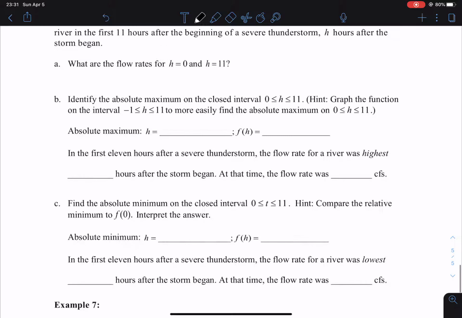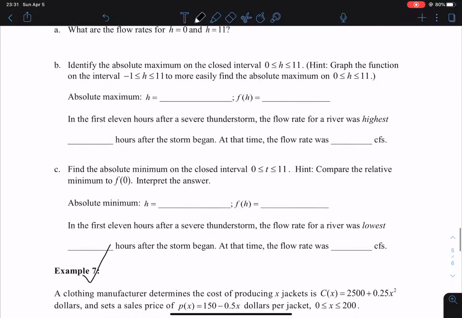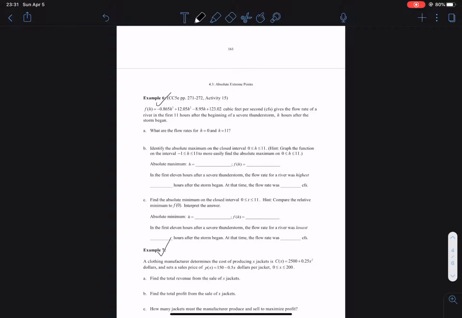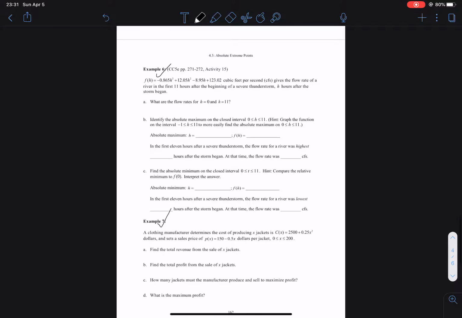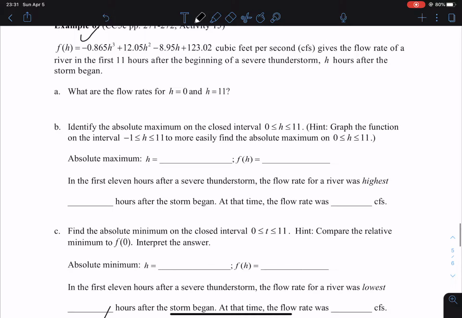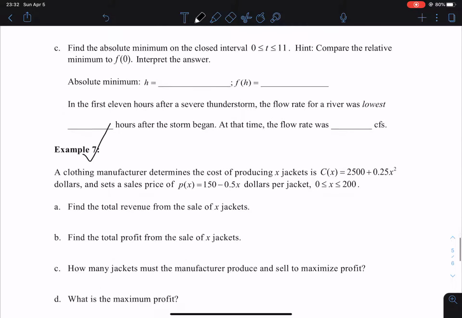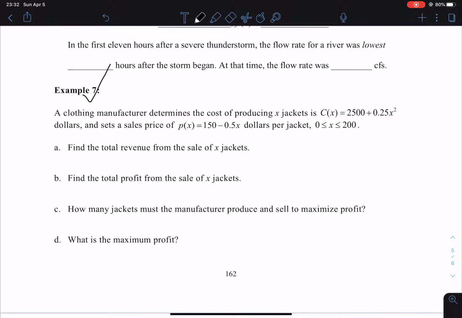The homework for the section is example 6 and example 7. Again, you can just send me the picture of this page, or you can write it on a piece of paper and send me the picture of your answer. As long as you turn it in, you will get full points. This is the second one. Feel free to ask if you have any questions.